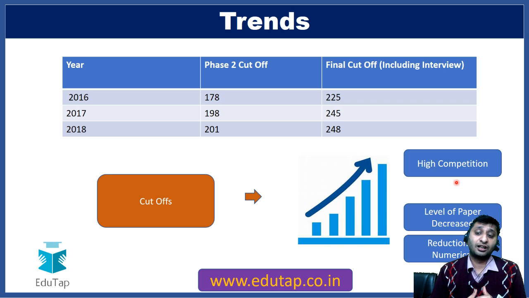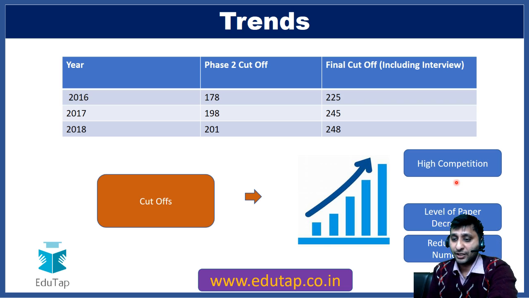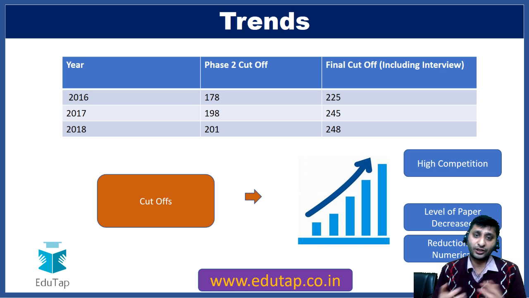But I think more than high competition, one of the other reasons that can contribute to these ever increasing cutoffs for the last 3 years is basically, I think the level of the paper has decreased a little bit, especially in finance and management. There used to be a lot of numericals in 2015 and 16, but over the period they have decreased, or now they are putting very simple numericals. So that can be one reason. FM, which used to be very tough in earlier years, is now coming very easy, but still it is concept based. And similarly there is a reduction in numericals in the FM part.